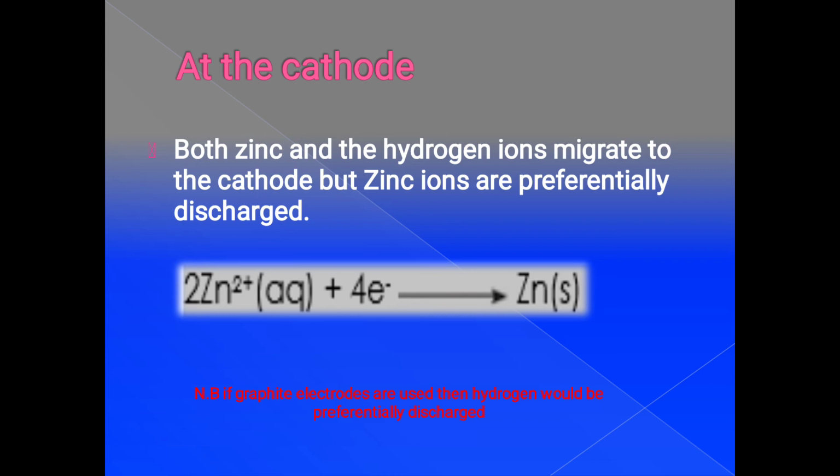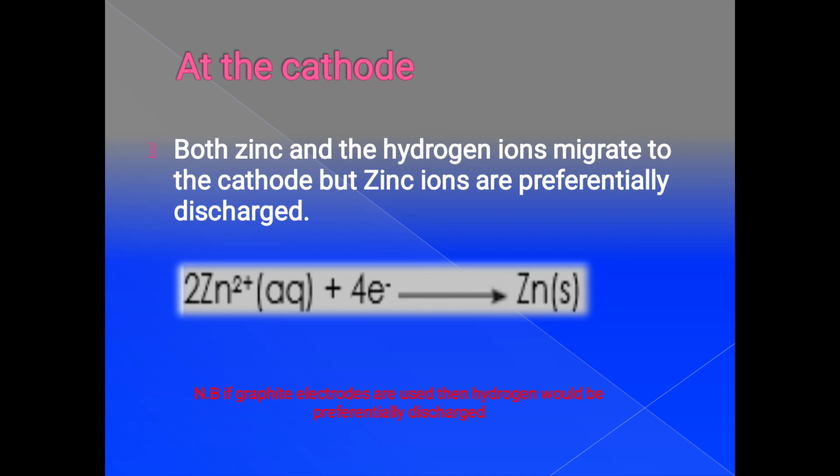And we can see and look at this equation where we have zinc ions migrating to the cathode, and they are now reacting with the 2 electrons, gaining electrons, to form zinc solid. This reaction is basically reduction of zinc ions to zinc metal.